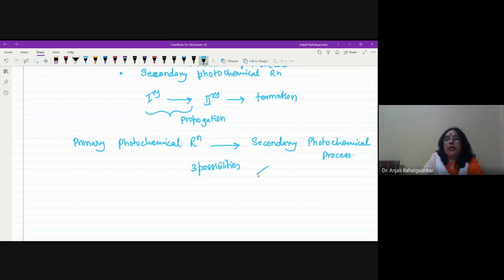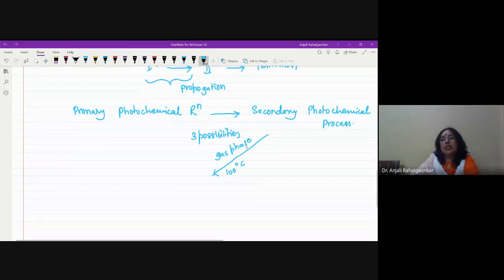The first possibility is, as I told you, that the reaction is carried out in the gas phase. In all reactions, the reaction conditions are very important. So whenever this reaction condition has been put on the arrow, it means they have given you the reactants in a gaseous phase at 100 degrees Celsius. So there will be a 100% decarboxylation.